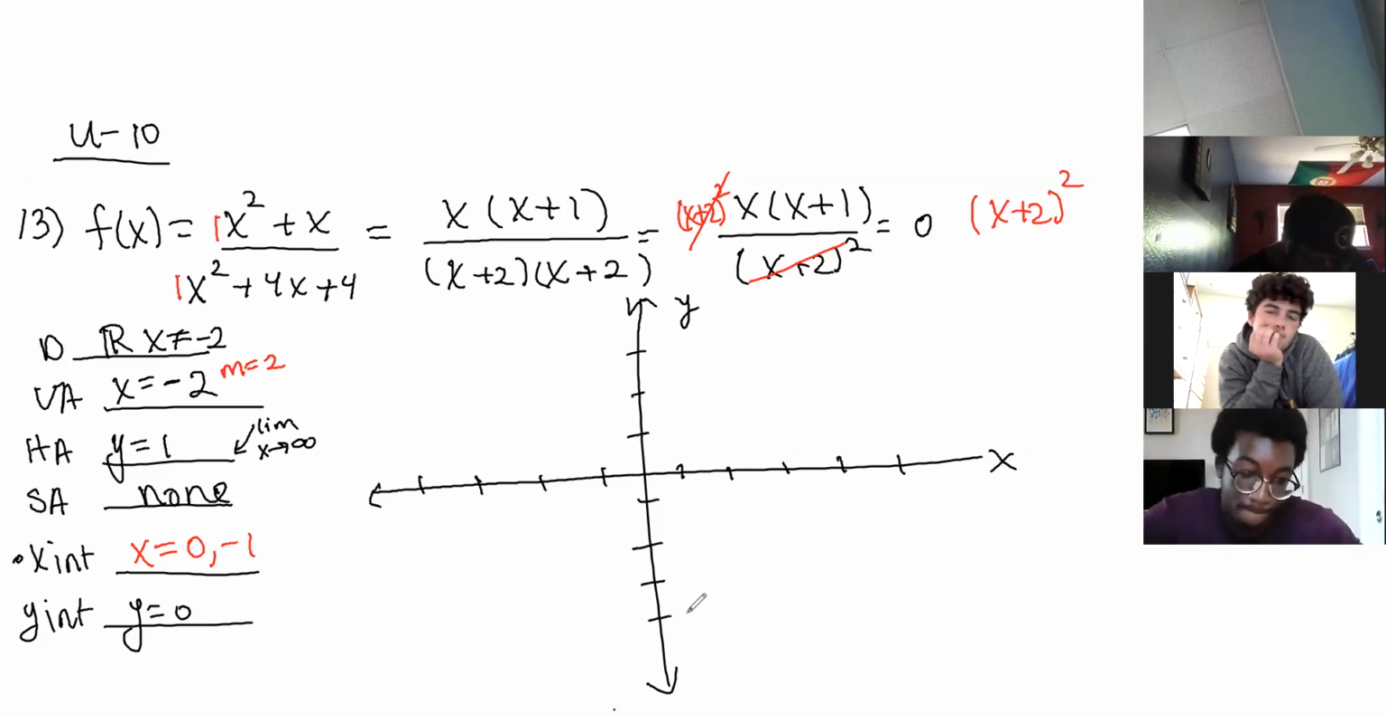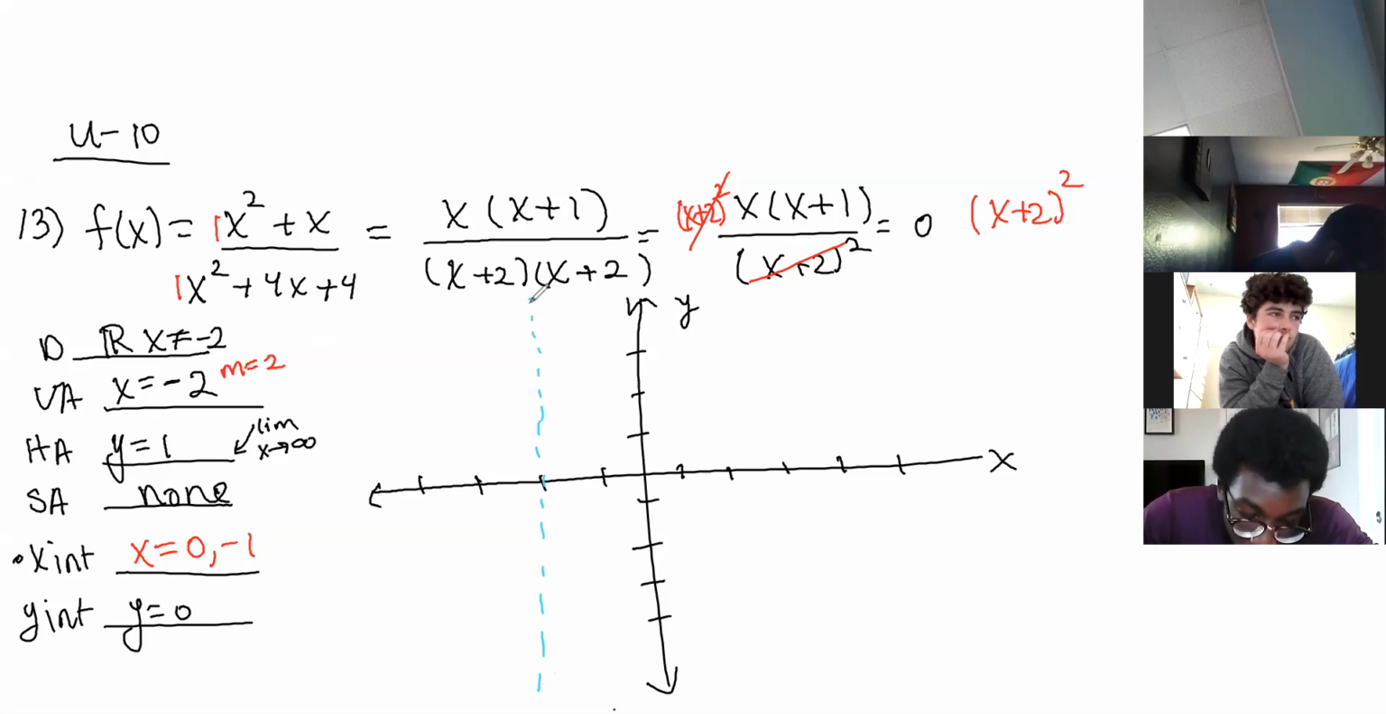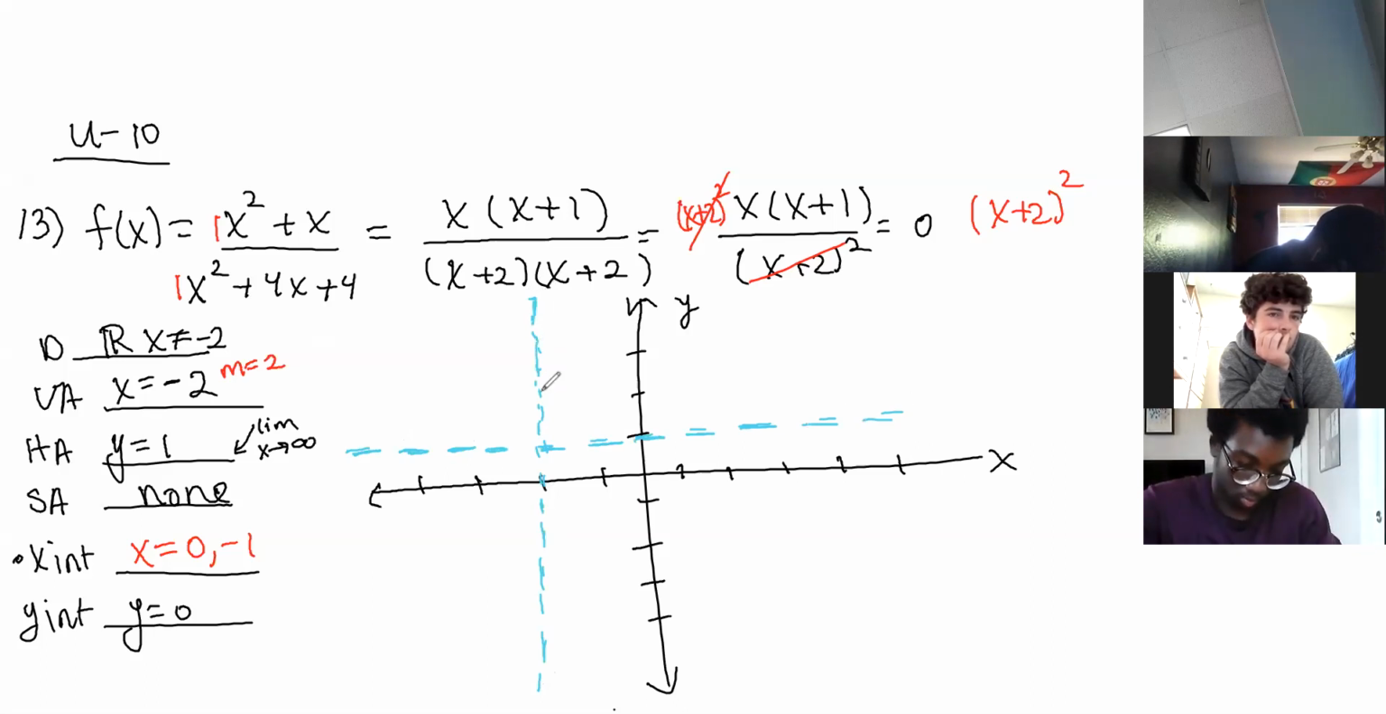All right, I have an asymptote at, I have 2 of them at, no, I have 1 at x equals -2. That is my vertical. And then I have 1 horizontal at y equals 1. And then we're ready to make our graph. Okay, do you see there's two sections, a right side and a left side? Do you guys see that?